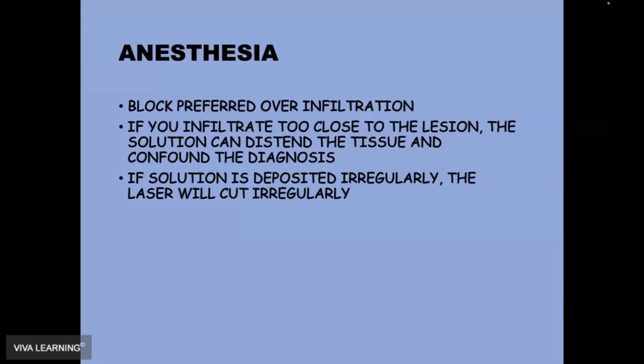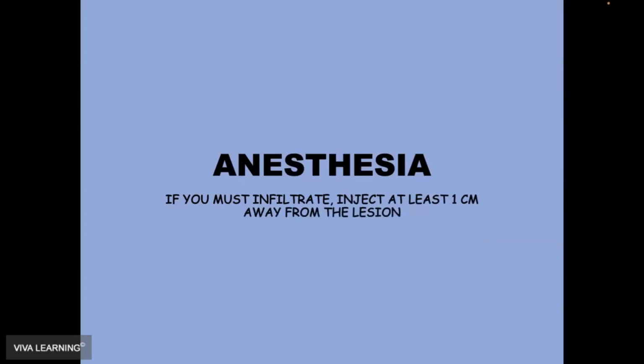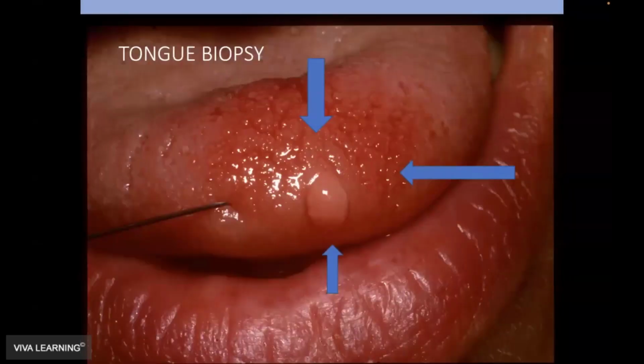When you anesthetize, block is preferred over infiltration, because if you infiltrate too closely to the lesion, the solution can distend the tissue and mess up the diagnosis for the pathologist. And if the solution is deposited irregularly, the laser, the electrosurge, the radiosurge, or the scalpel may cut irregularly because there's an area that may have too much liquid and then an area that doesn't have enough liquid. If you must infiltrate, inject at least 1 centimeter away from the lesion. Once again, you don't want to get too close because that could mess up the pathologist's ability to read it.